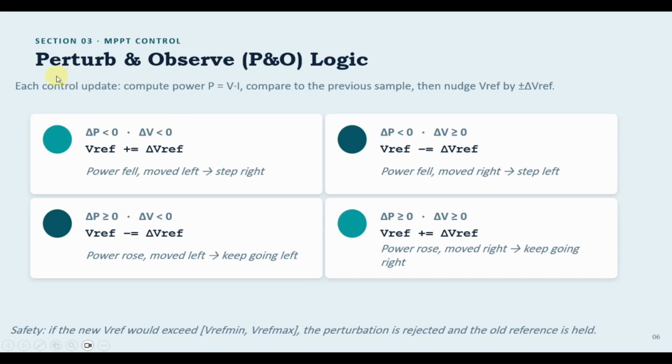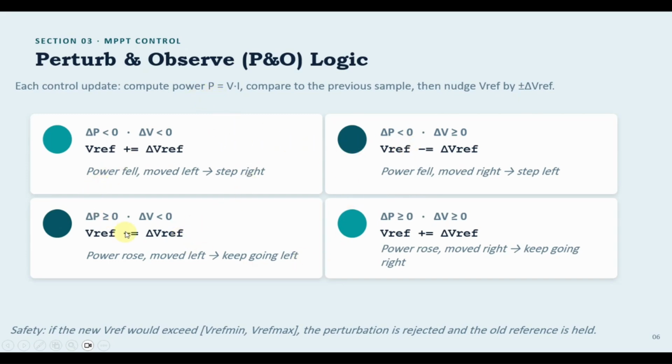Now, the actual MPPT brain. Perturb and Observe is beautifully simple. Every control update, we measure power, compare it to the last reading, and nudge the voltage reference a small step in one direction or the other. There are really only 4 cases, and I've laid them out here.